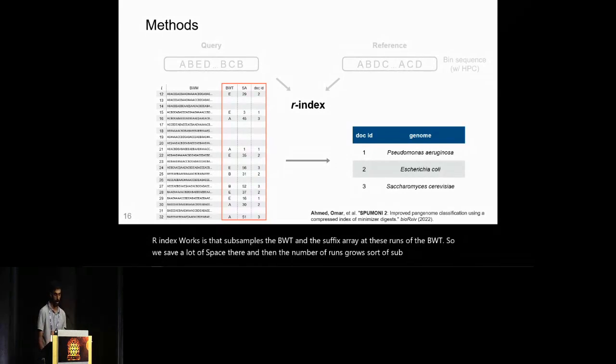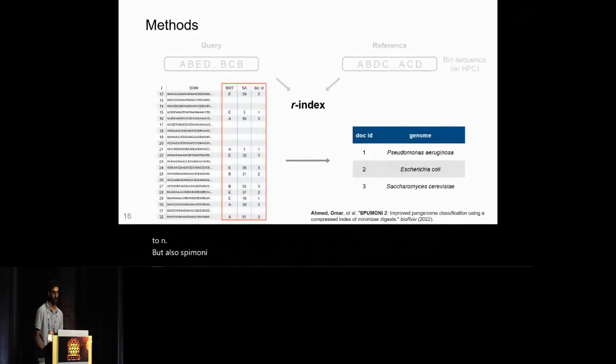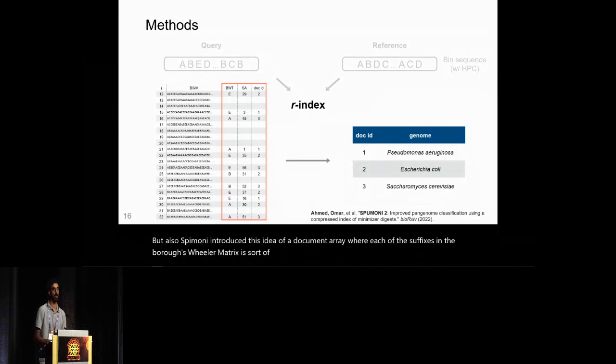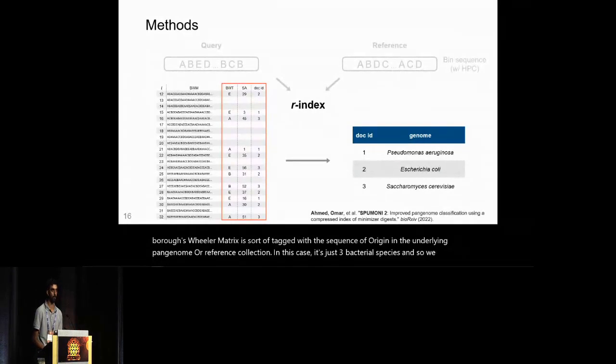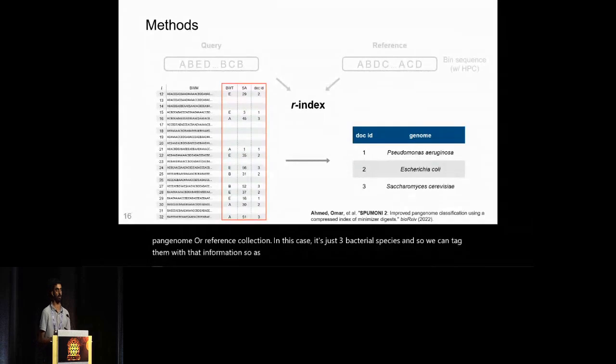But also, Sigmoni introduced this idea of a document array, where each of the suffixes in the Burrows-Wheeler matrix is tagged with the sequence of origin in the underlying pangenome or reference collection. In this case, it's just 3 bacterial species. And so we can tag them with that information. So as we compute matches, we can see where those matches are actually coming from and which reference they're coming from. But that didn't quite cut it with the noisy electrical signal that we're dealing with.